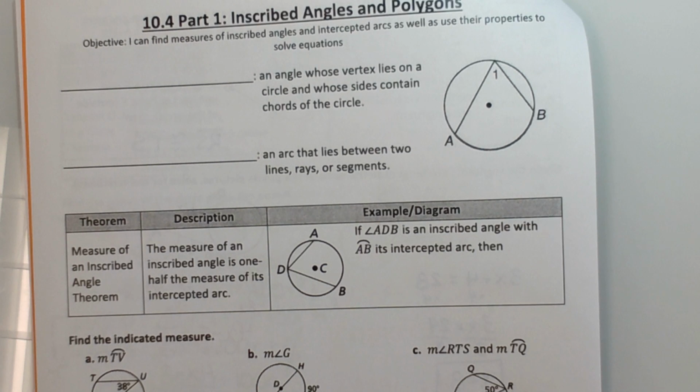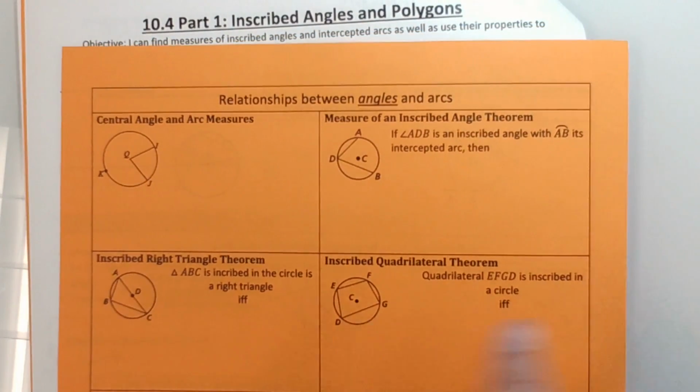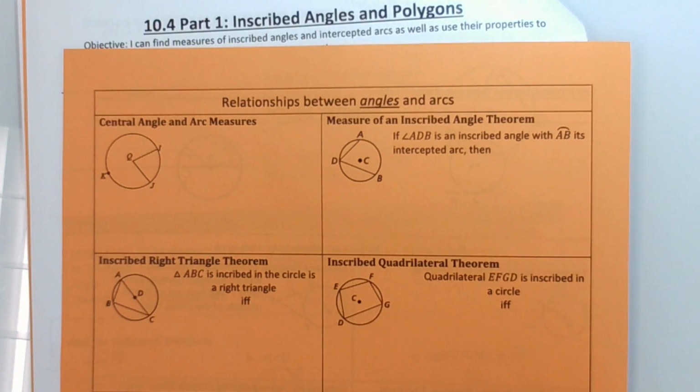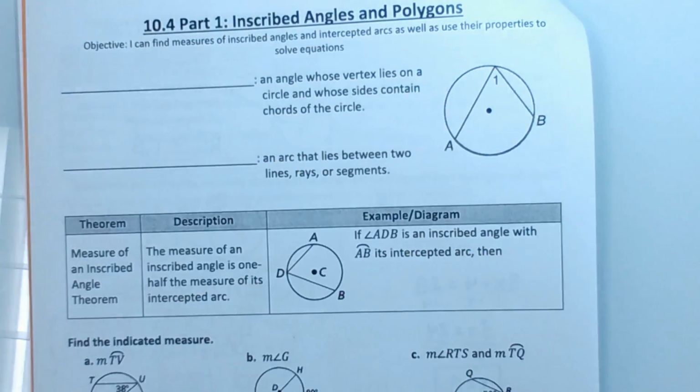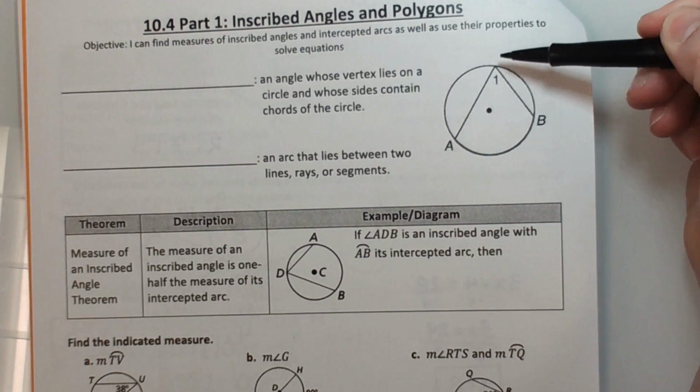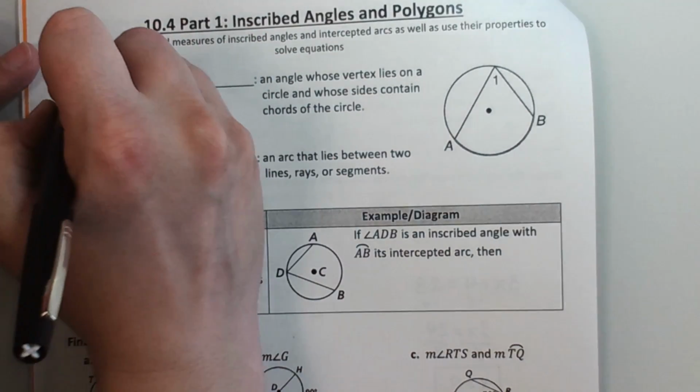So, today we're going to continue talking about angles and their relationships to arcs. So far, we've talked about central angles and how a central angle is equivalent to the measure of its corresponding arc. But today we get to talk about different types of angles. Angles are not always going to be at the center of the circle. If they are at the center of the circle, that's a central angle, but sometimes they're going to be on the edge of the circle, which is called an inscribed angle.